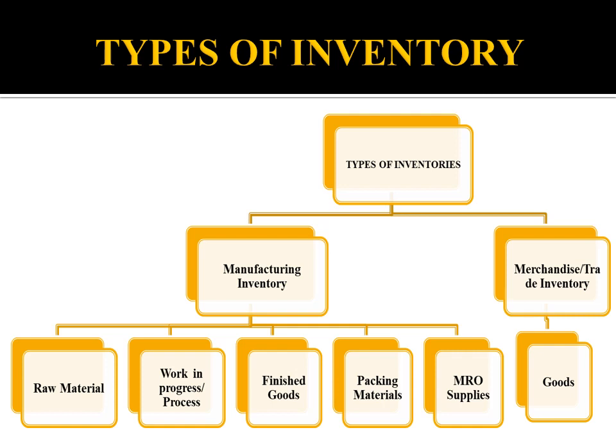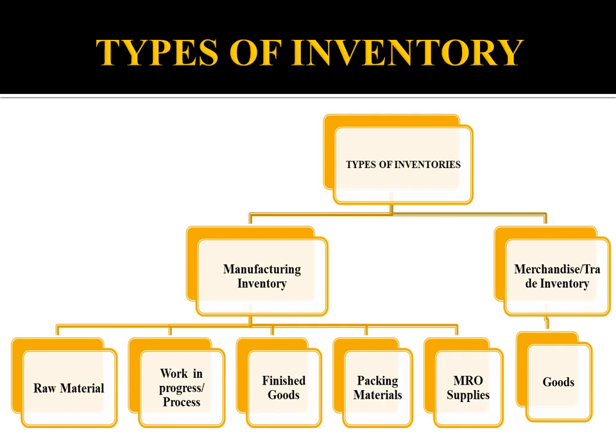Then what does work in progress mean? The goods which are partially processed, or the semi-finished goods, can be termed as work in progress goods. And what is finished goods? The final products are known as finished goods. The packing materials are the inventory used for packing goods.